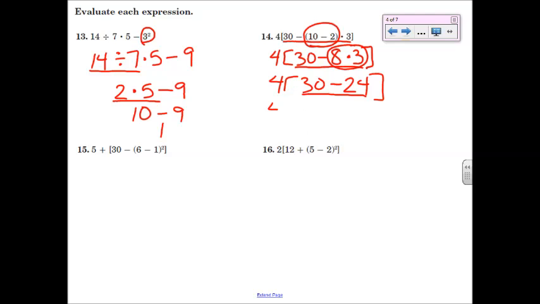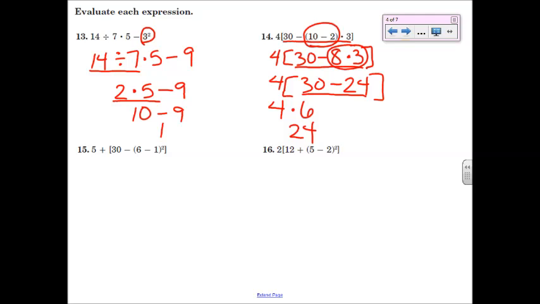And that's going to help me get rid of my parentheses. Whoops. So that's going to be 6. And then my last step is 4 times 6. That's all I have left, which is 24.